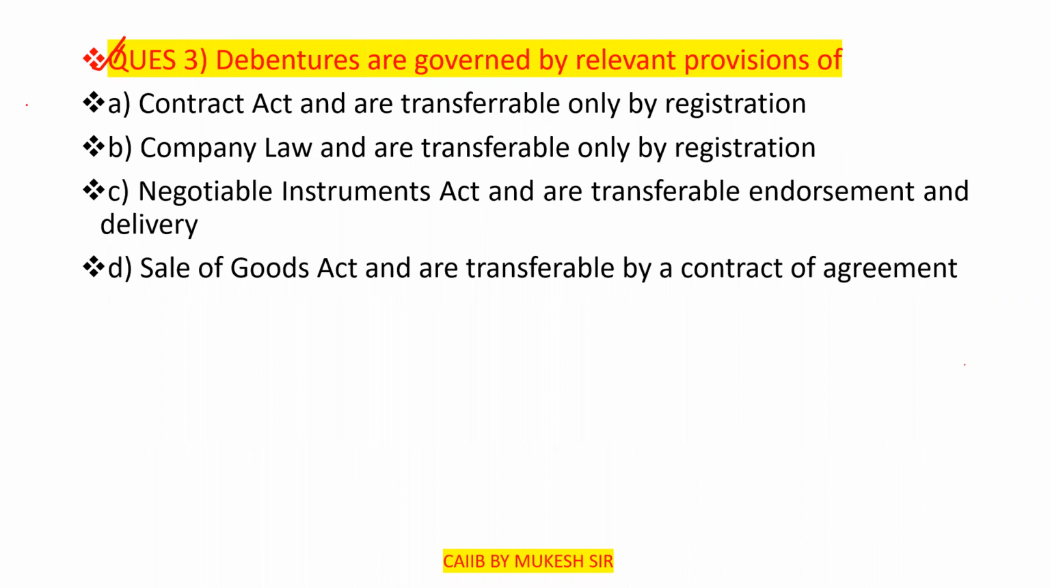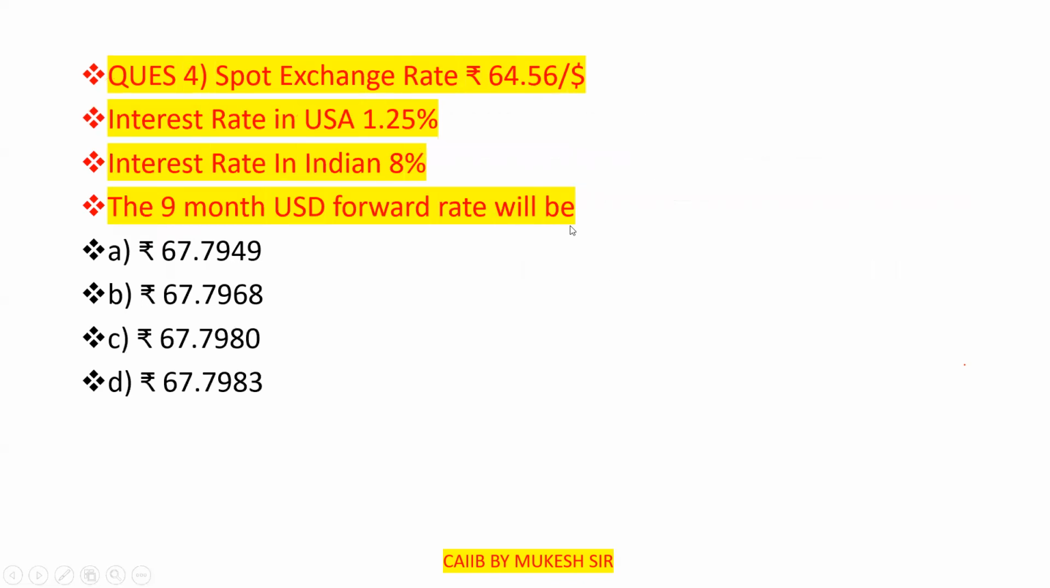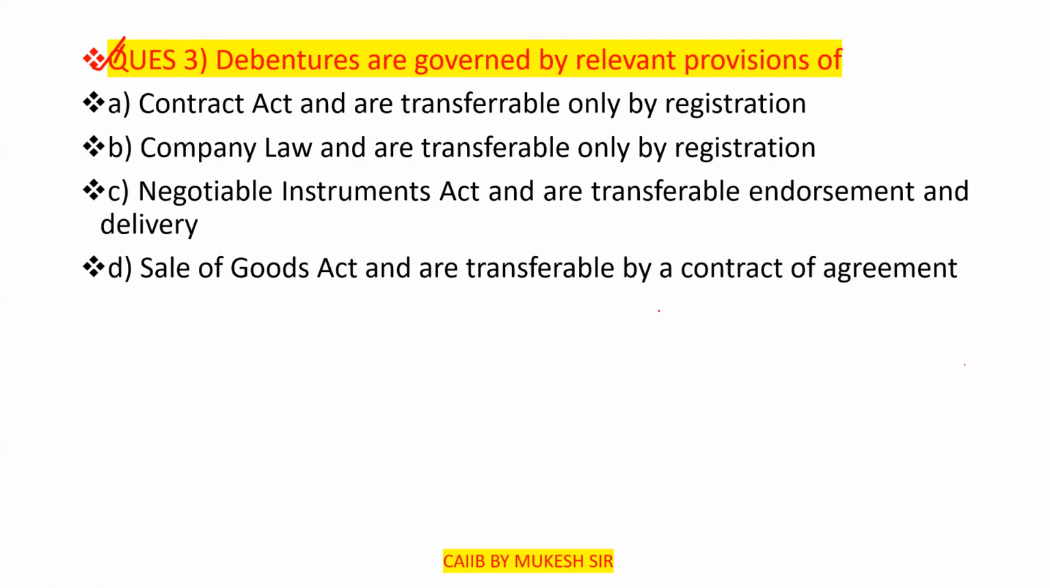Option A, Contract Act, and are transferable only by registration. Option B, company law, and are only transferable by registration. Third, Negotiable Instruments Act, and are transferable by endorsement and delivery. Fourth, Sale of Goods Act, and are transferable by a contract of agreement.